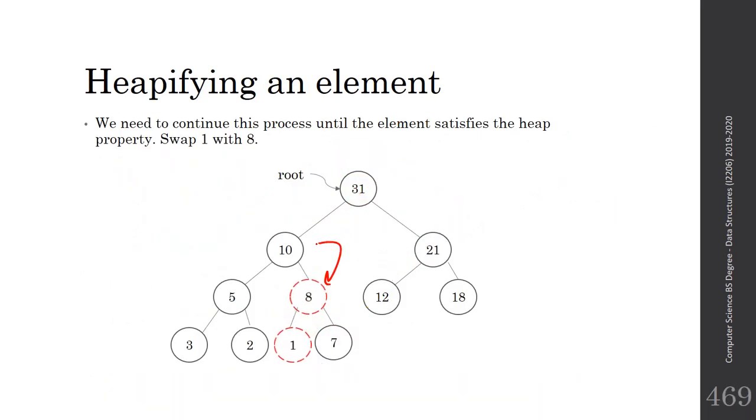So this is the heap, and I need to delete 31. In order to delete 31, I will remove it and place 7 here. So now the tree is not a heap, so I need to do the percolation.